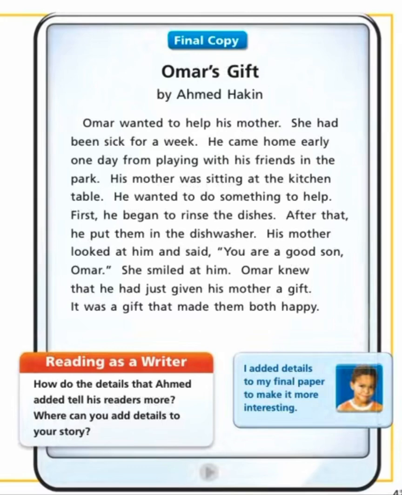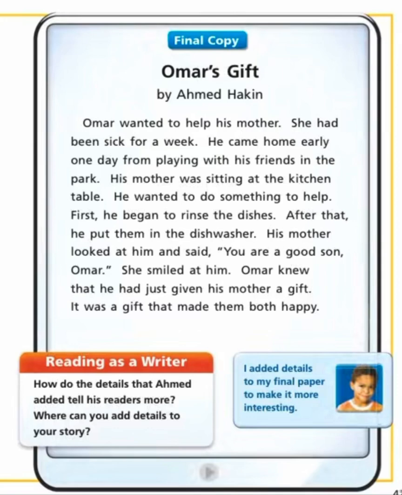His mother looked at him and said, "You were a good son, Omar." She smiled at him. Omar knew that he had just given his mother a gift. It was a gift that made them both happy.